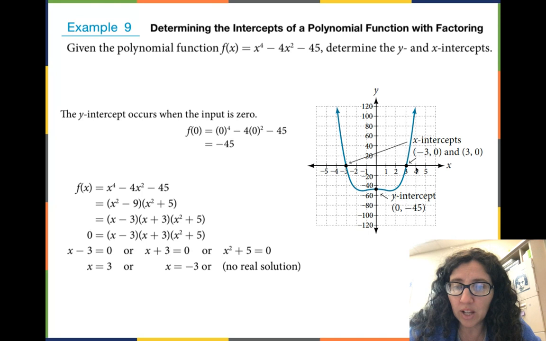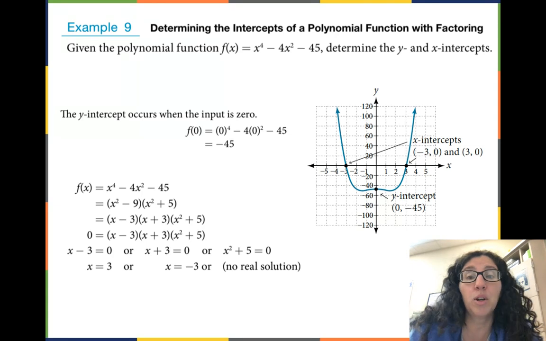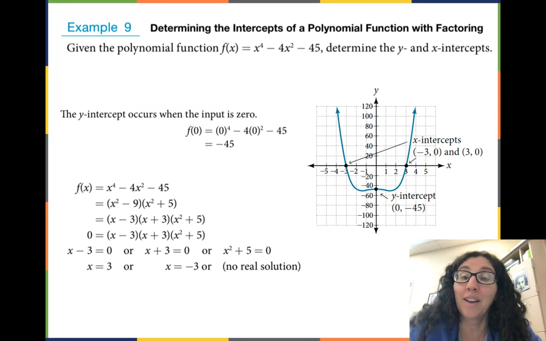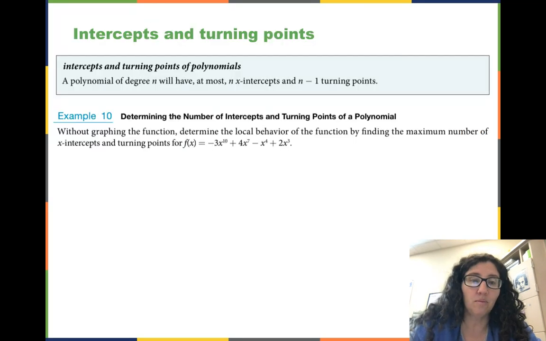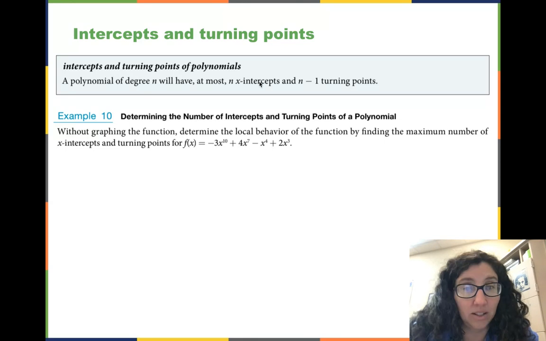So here are our x-intercepts, here's the y-intercept, and that didn't ask us for it, but these are turning points. And in order to find the turning points, you're going to have to go to calculus next year. We don't find them in this class, but in calculus you do. All right, so intercepts and turning points. We can't find the turning points, but we do know limits. A polynomial of degree n will have at most n x-intercepts and n minus 1 turning points.